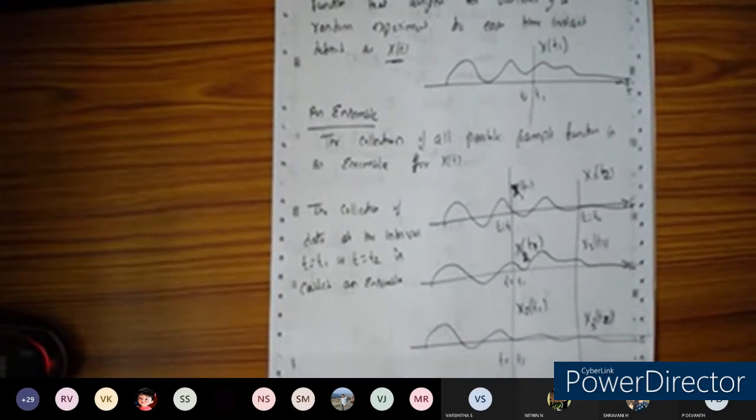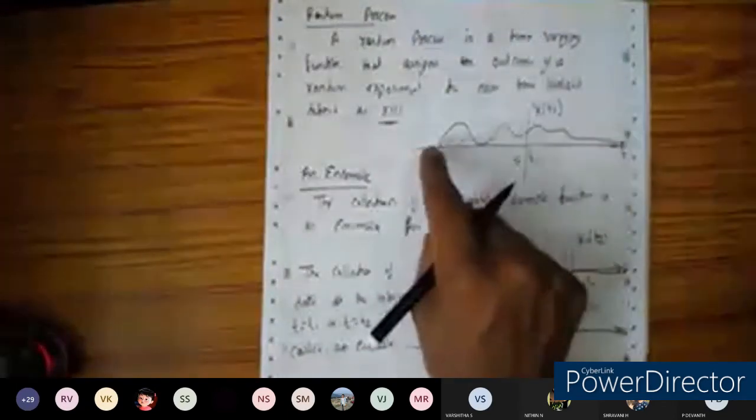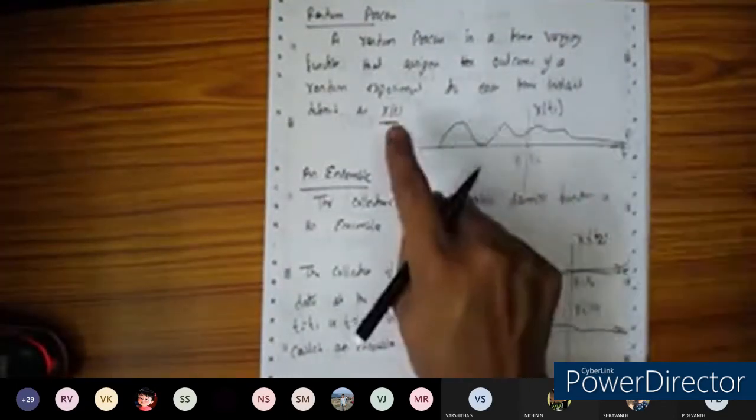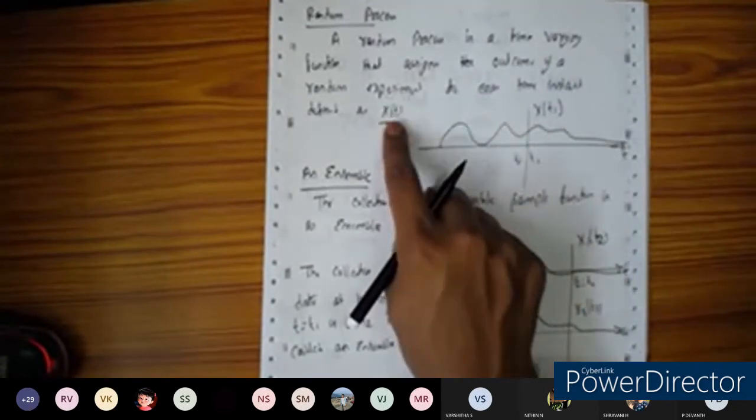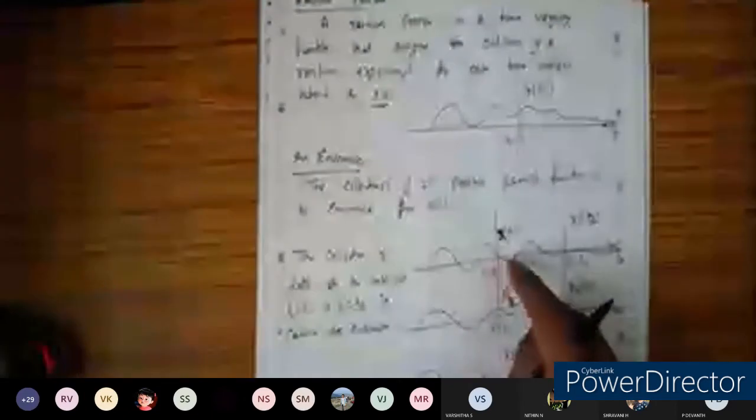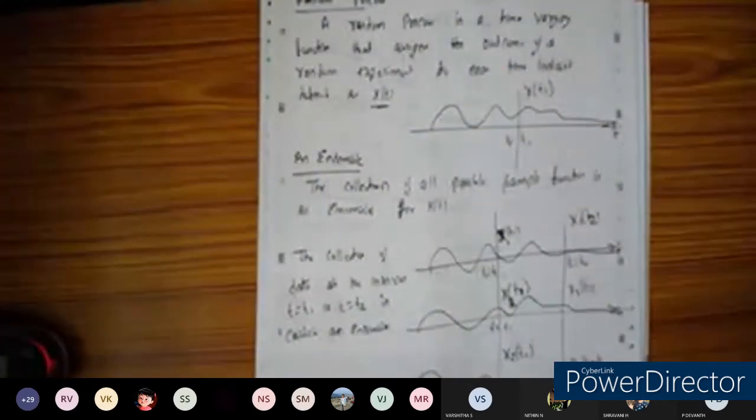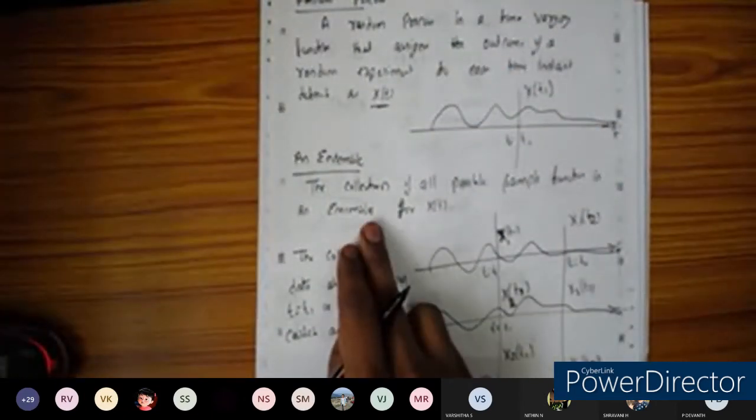Okay, so now I'm going to define what is the meaning of a random process. In a random process, we assign a real number to the outcome of the experiment, so that experiment is a time varying function. That you can call a random process. And an ensemble is, suppose I substitute t is equal to t1, the collection of the data at that particular interval, we call it an ensemble.